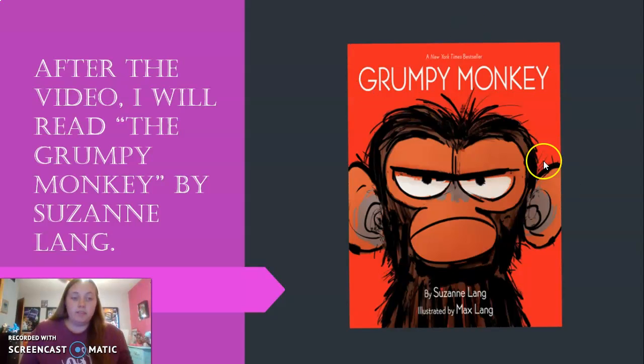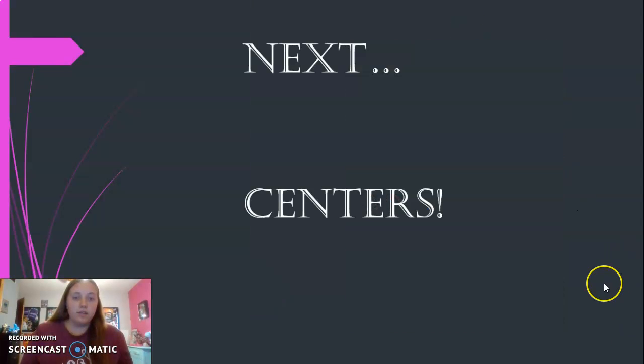So then after we read this book, we're going to break into centers. I made three different centers, and each one complements something: one of the centers would include something to do with the major events, one would include something to do with the characters, and another one would include something to do with the setting.